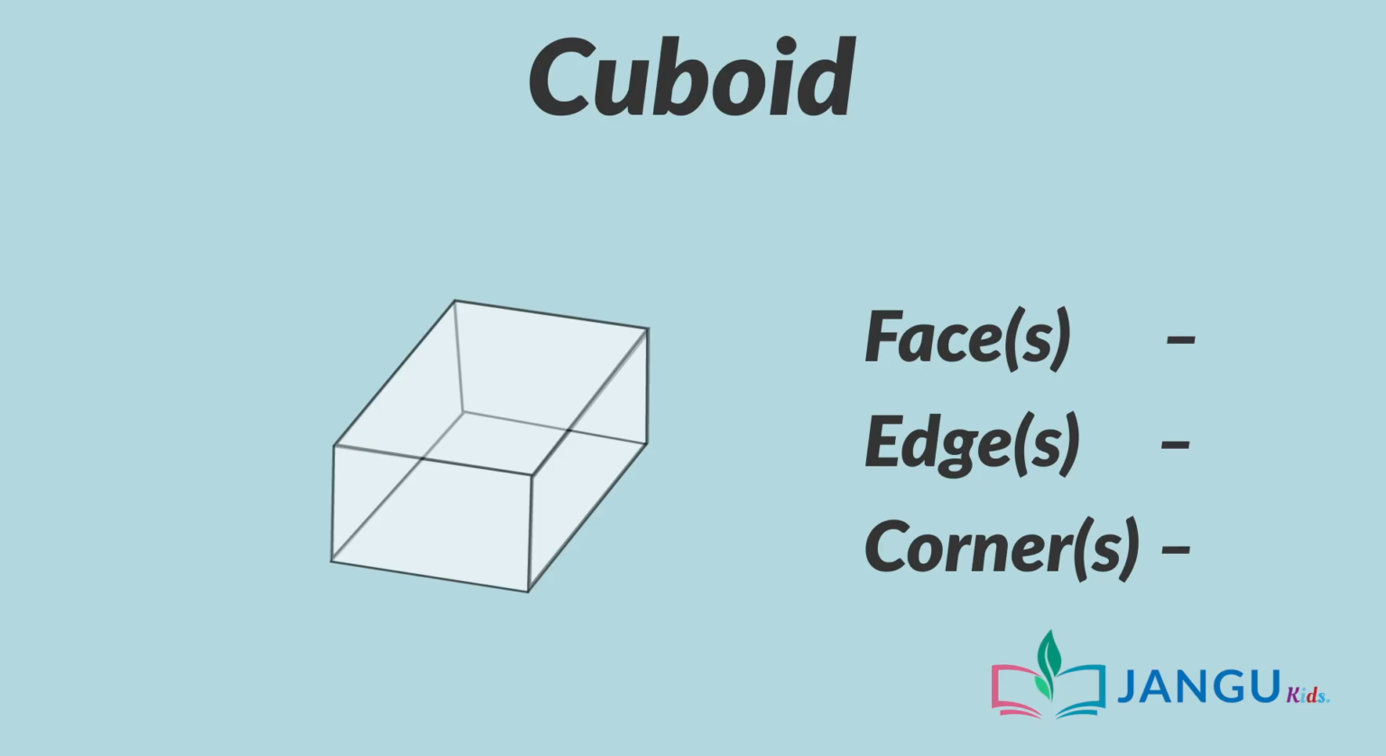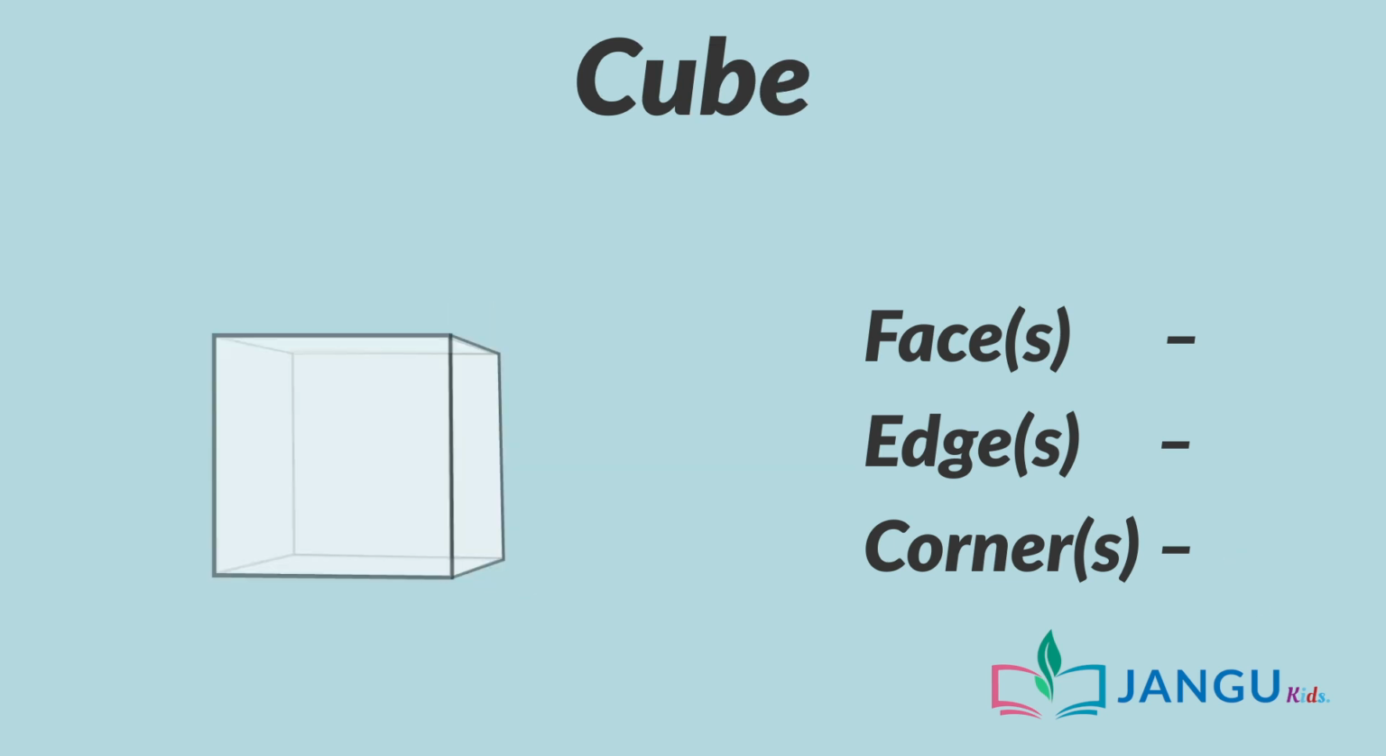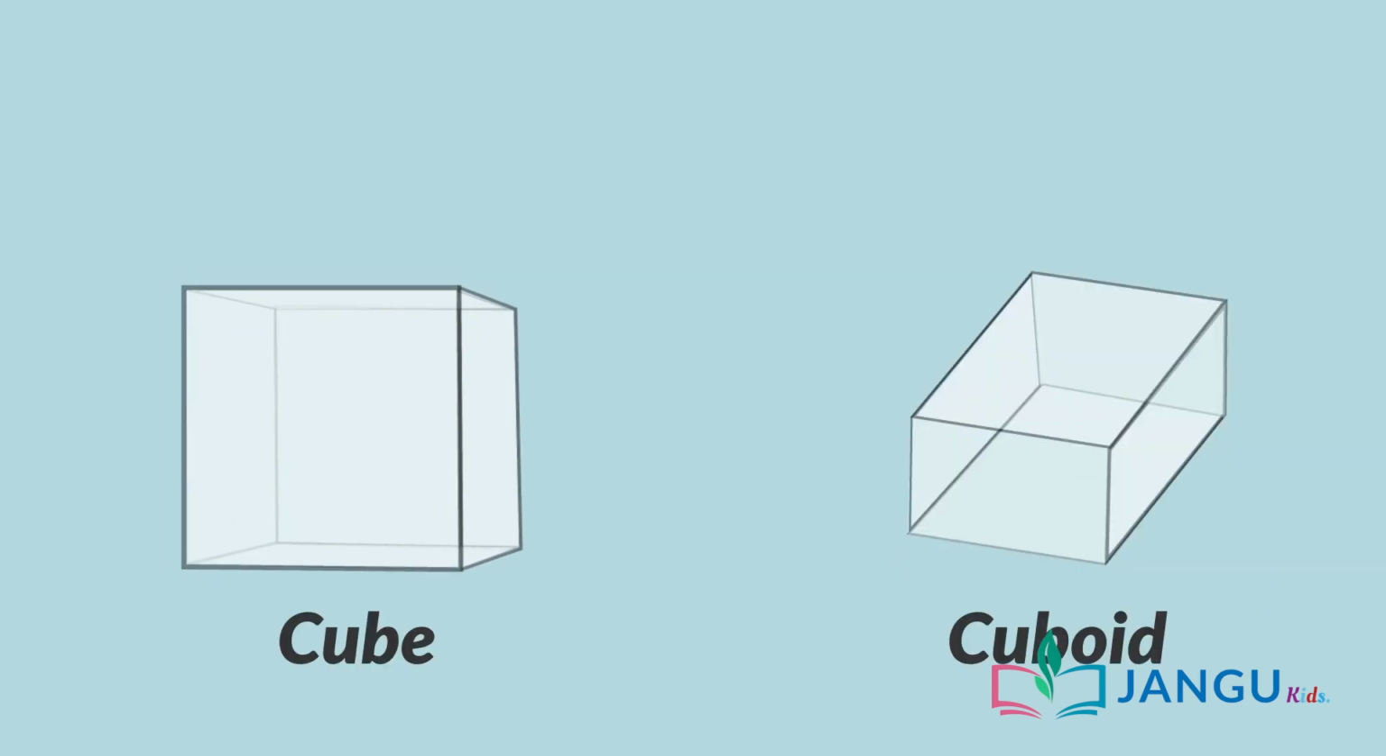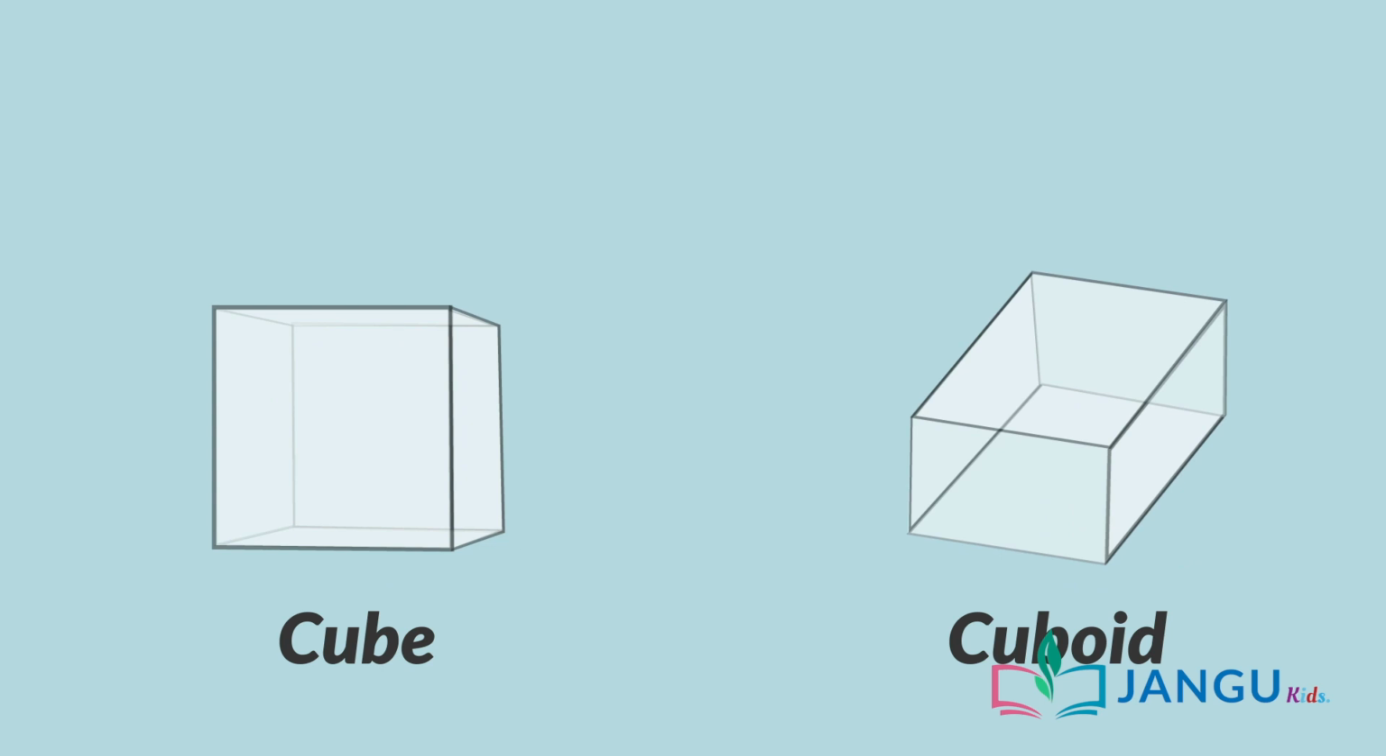A cuboid has 6 faces, 12 edges, and 8 corners. A cube has 6 faces, 12 edges, and 8 corners. Both the cube and cuboid have the same number of faces, edges, and corners. So how do we know the difference? All faces of the cube are equal, but 2 faces of the cuboid are smaller than the others.